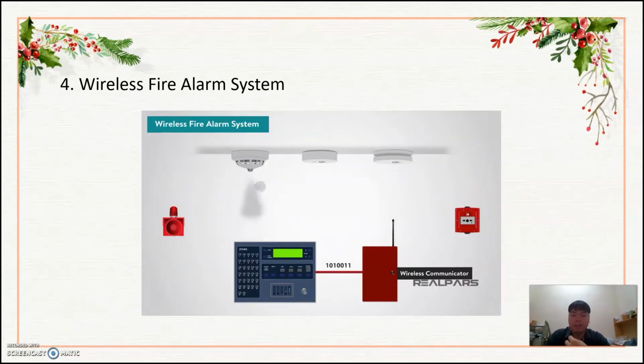Okay, the next is the wireless fire alarm system. As shown in the picture, you can see there are no cables between them. They sense a frequency. If there is a fire, the detector will detect it and send a frequency to the wireless communicator, which sends it to the control panel. Then the control panel will receive it and trigger the alarm.